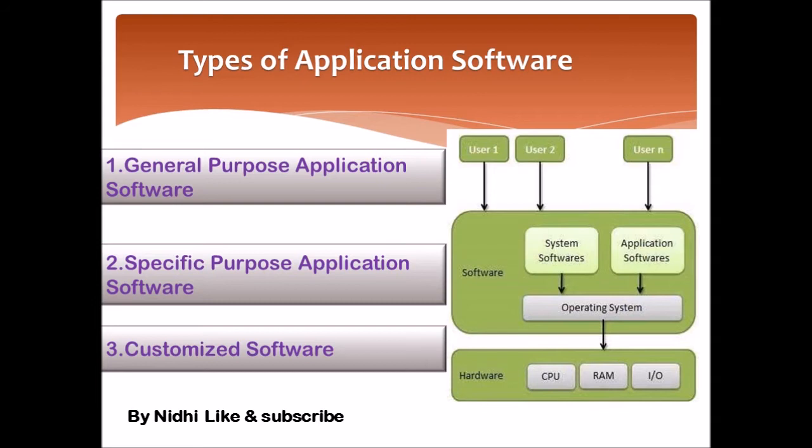So these are the types of application software, and we already know that hardware includes CPU, RAM and input output processors, and on hardware we install system software, which has the OS, utilities, device drivers, etc. On the OS and these, we install other application software, and the user always interacts with the application software.